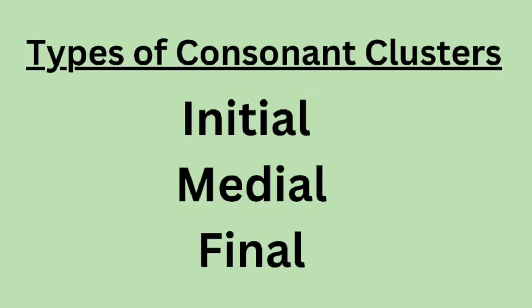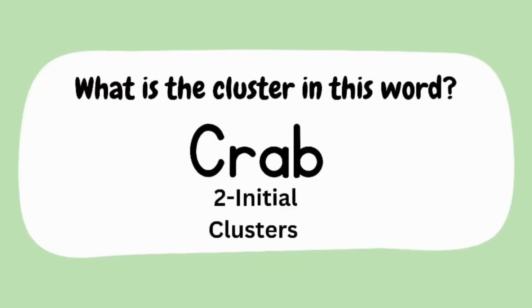Okay, so let us see what is the cluster in this word. In the word crab, we have c and r as the cluster. So we will refer to that word as having two initial clusters in it. Another example is the word trap, tray, bring. Those are good examples of words that have two initial clusters in them.